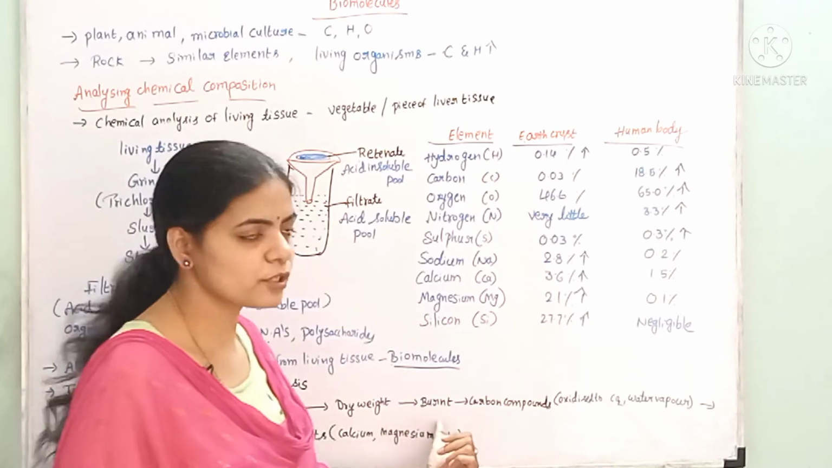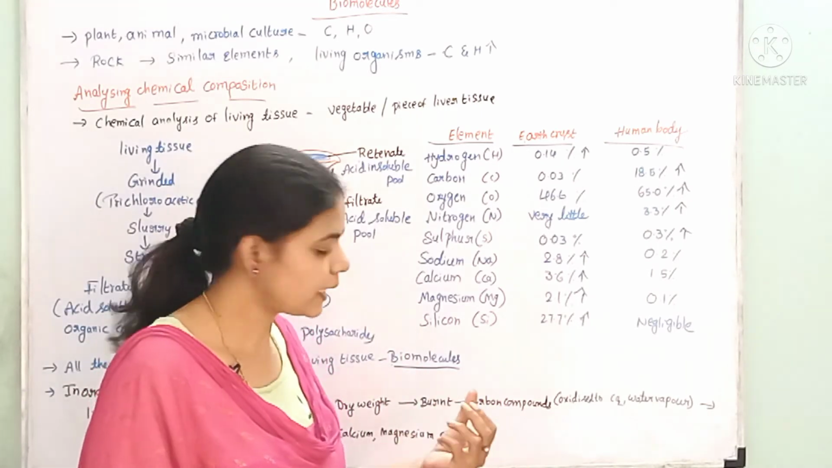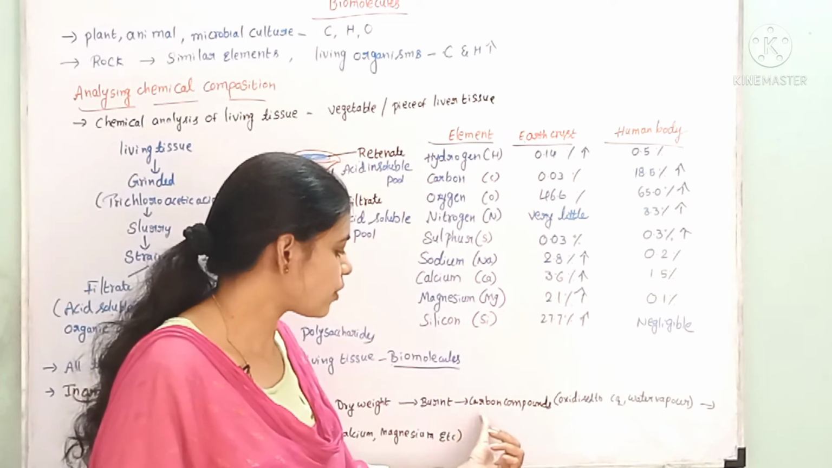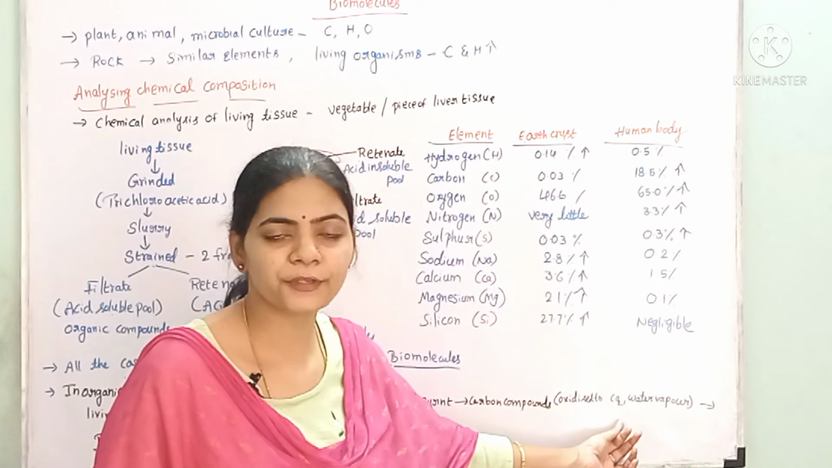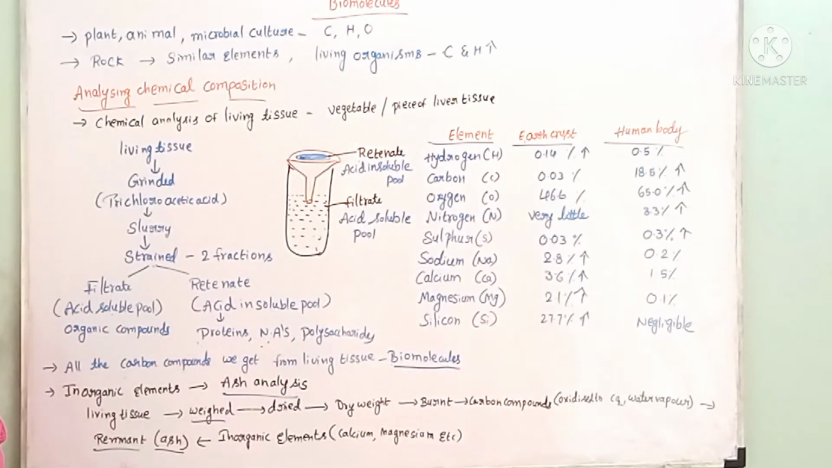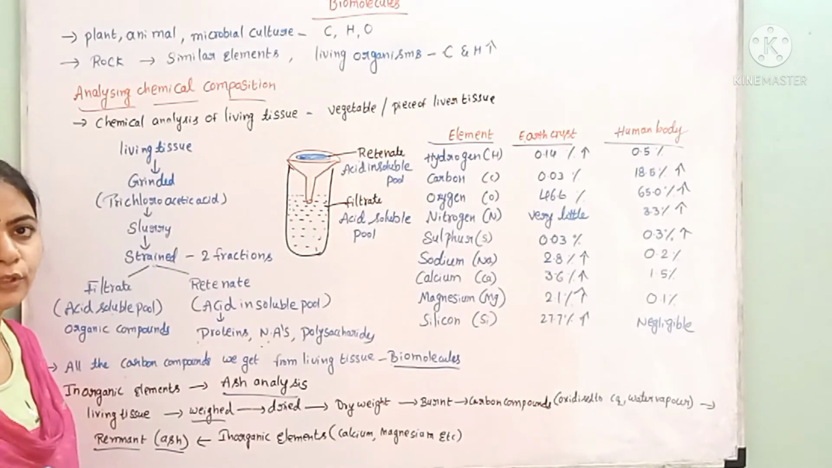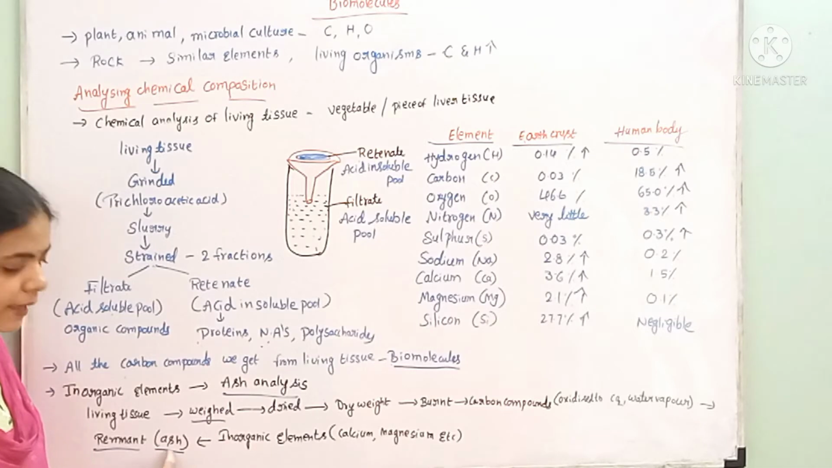So during the burning process, what will happen? We'll get some fumes, right? During that process, the carbon compounds get oxidized in the form of carbon dioxide and water vapor, and the remnant is called ash. After the fumes have been removed, the remaining tissue which is completely burnt is called ash. Remnant is called ash.